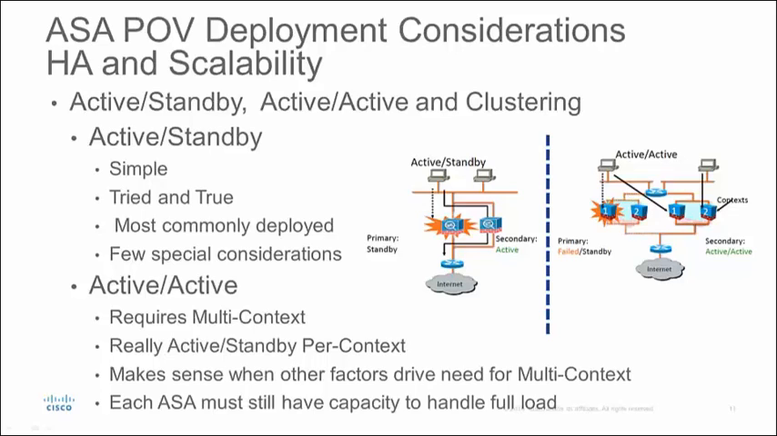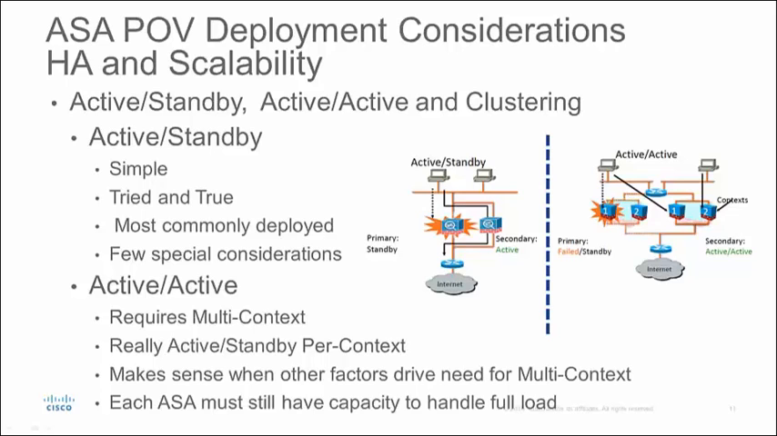When it comes to pure high availability, we have 2 modes to consider: active standby and active-active. A third technique, clustering, provides both scalability and availability. Active standby is generally my go-to method whenever customers require HA but have no particular scalability or multi-context requirements. Active standby is simple, easy to configure and troubleshoot, and in keeping with the KISS theory, keeps the POV simple while providing HA.